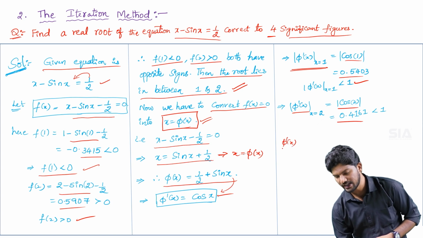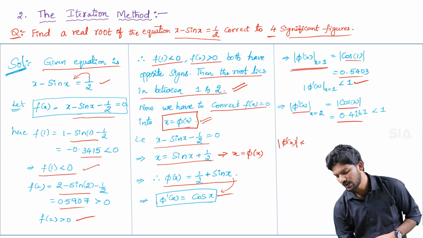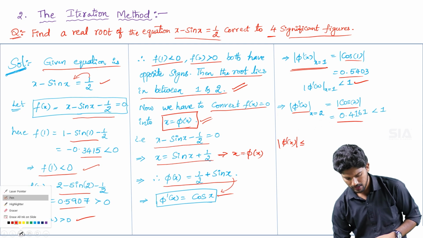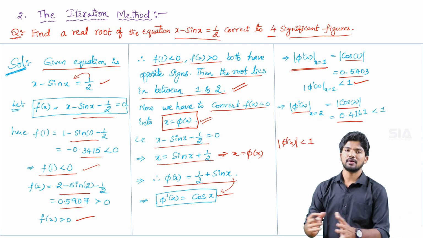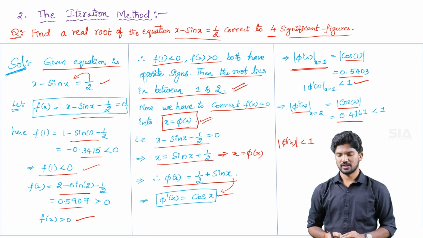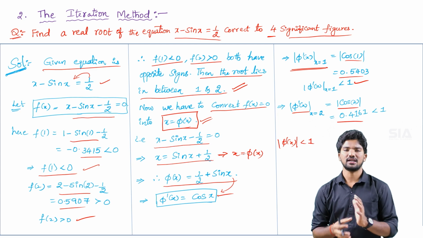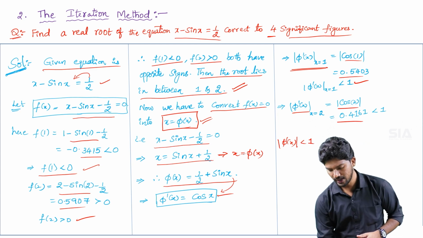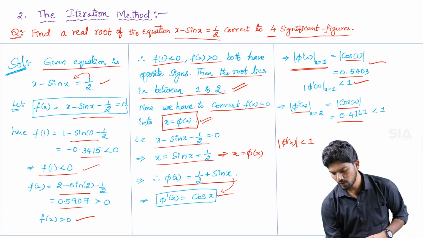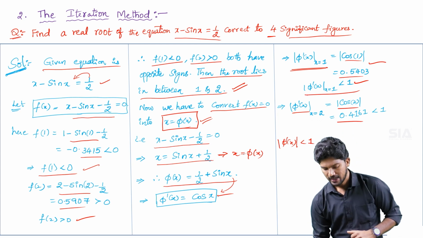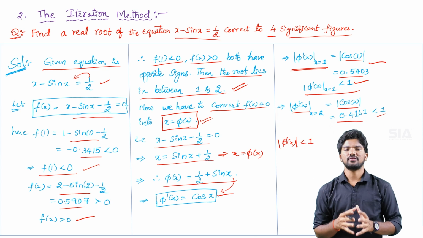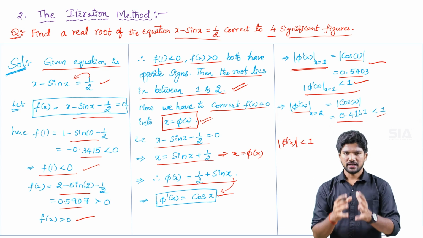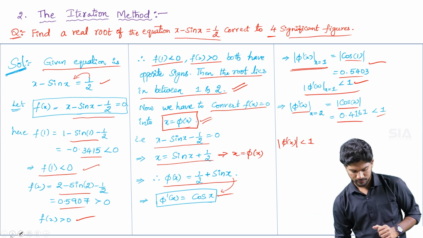Okay, what is the magnitude value? Phi dash of x is the derivative. If you apply the mod, we have to prove that it is less than 1. Okay, mod phi dash of x is less than 1, then we can apply the conditions for the convergence. Then clearly we can say that the required root lies in between 1 comma 2 only. At x is equal to 1, we proved that that value is less than 1. At x is equal to 2, we proved that the magnitude of phi dash of x at x is equal to 2 is less than 1.